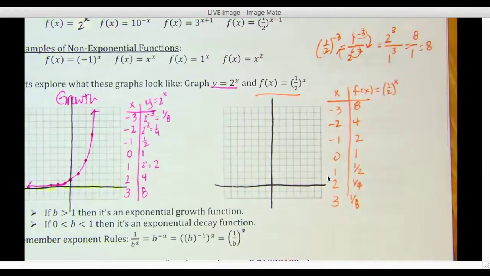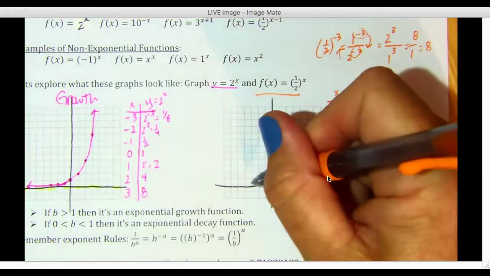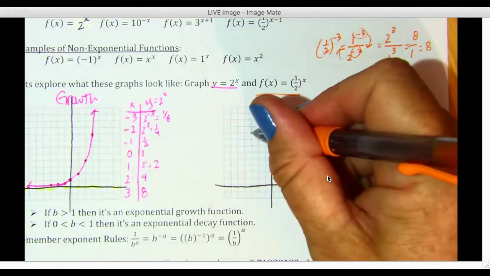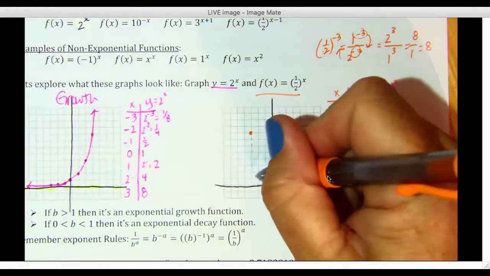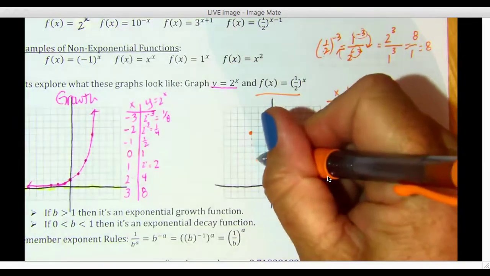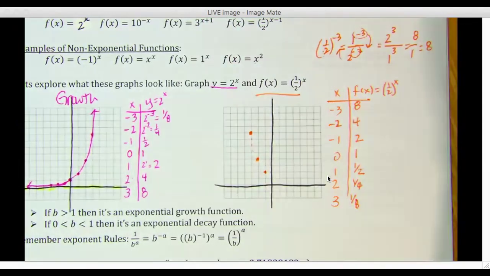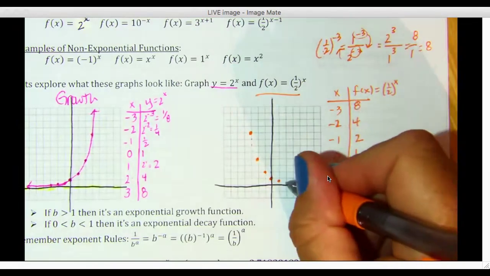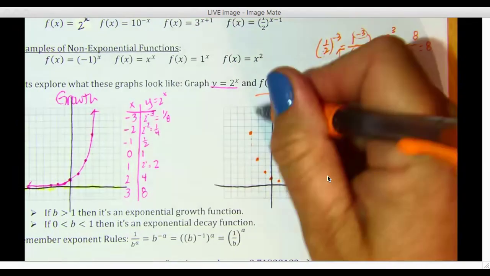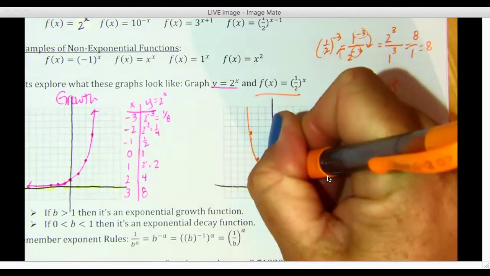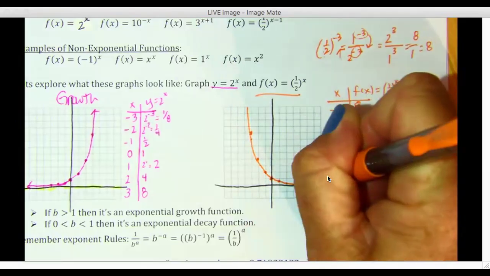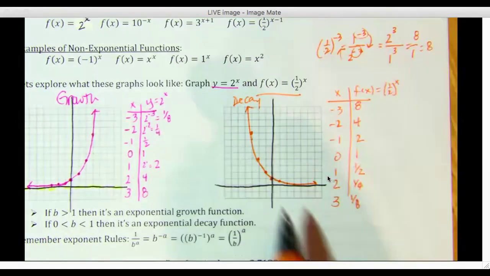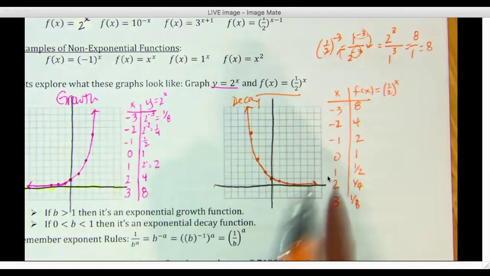And at -3, we had 8. And at -2, we had 4. At -1, we had 2. At 0, we had 1. And then at 1 it was 1/2, then 1/4, and 1/8. It's getting smaller. So this is an exponential decay function, because as we move from left to right, it is getting smaller.